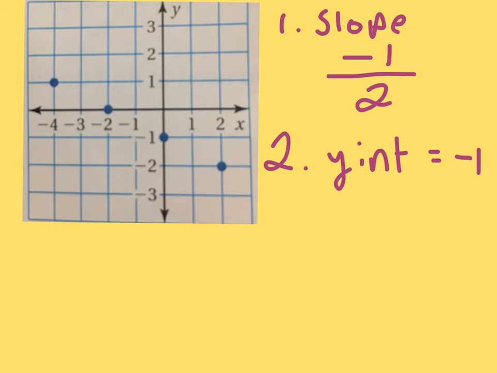Now all I need to do is write it in slope-intercept form, and I should get y equals negative, my slope, 1/2, don't forget your x, minus 1. And that should be your answer to number 1.